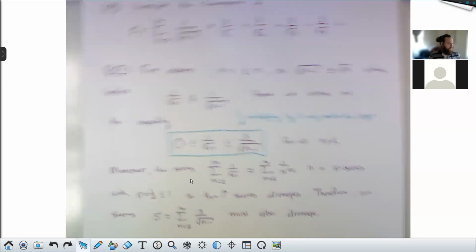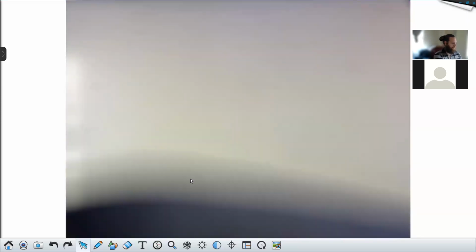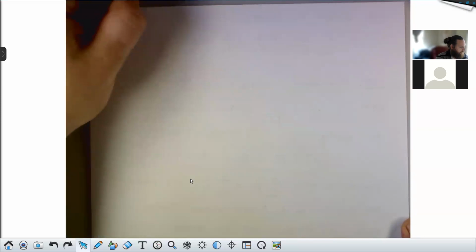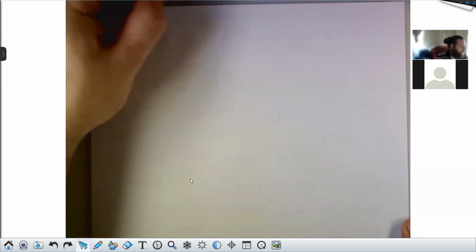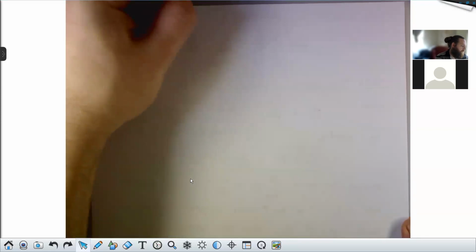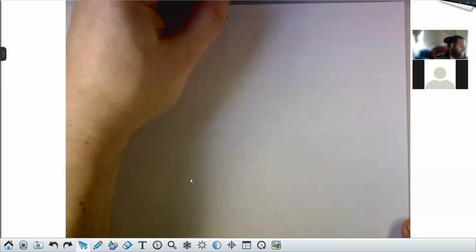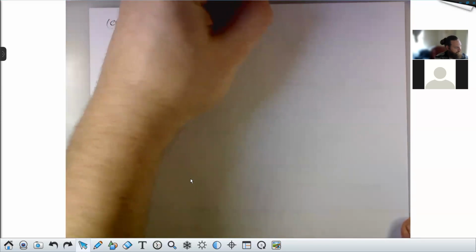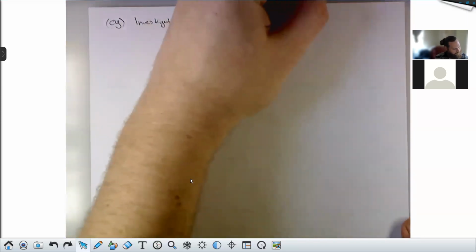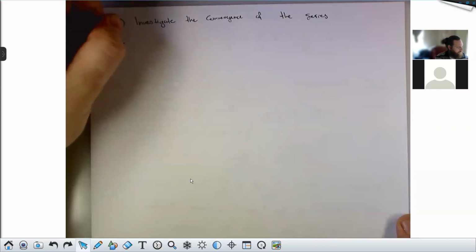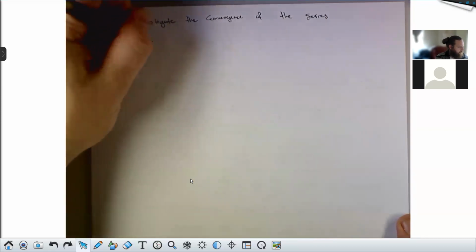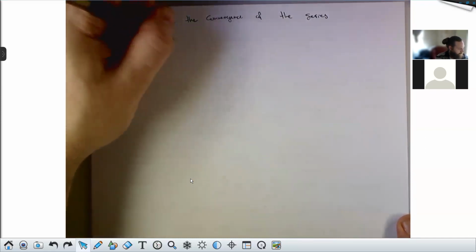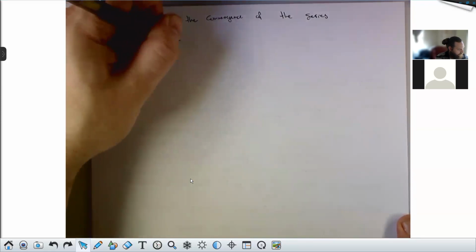Okay. Let's try one more. Investigate the convergence. S equals sigma n from 1 to infinity, 1 over 2 to the n plus 1.